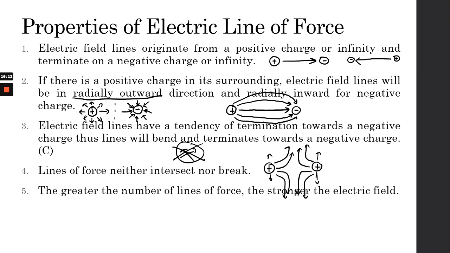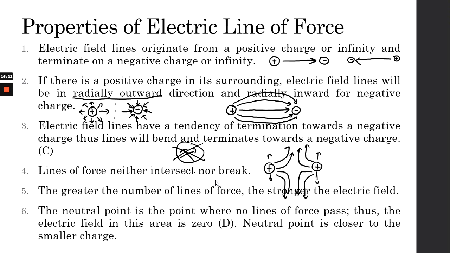And another thing is that the greater the number of lines of force, the stronger the electric field is. So if you want to denote a very strong electric field, just draw many lines of force. And lastly, the neutral point is the point where no lines of force pass. Thus, the electric field in the area is zero. The neutral point is closer to the smaller charge.